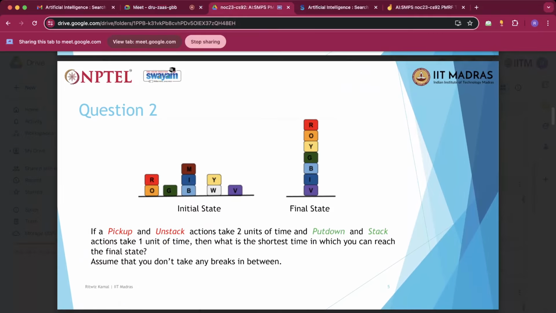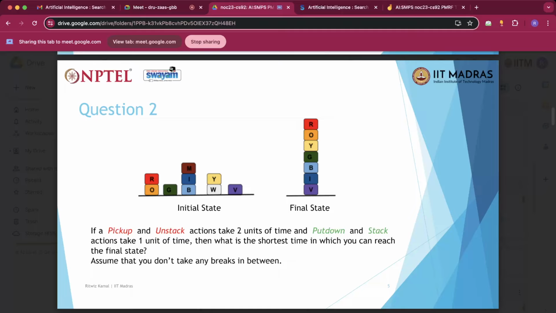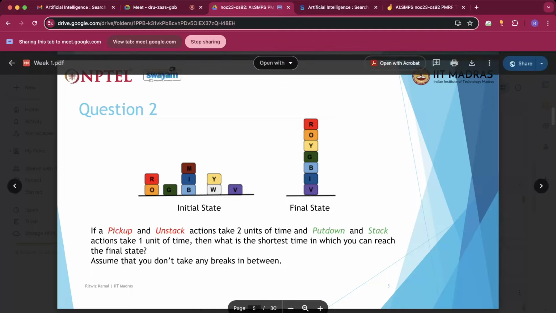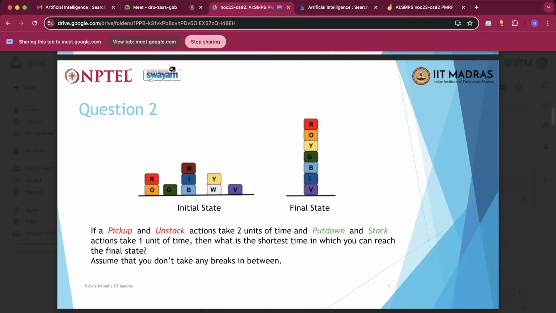Okay, so now we have the same problem, but the question is a bit different. So now you're told that pickup and unstack actions take 2 units of time, so one pickup action takes 2 units and one unstack action takes 2 units. Let's assume that; this 2 is an arbitrary number. We have not really done experiments to arrive at this. And then put down and stack actions take 1 unit of time each. Then what is the shortest time in which we can reach from the initial state to the final state?